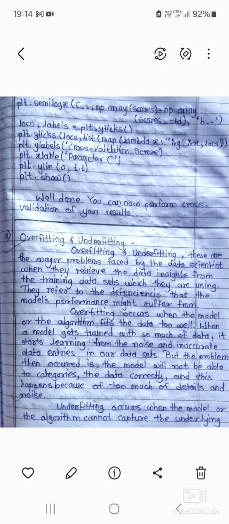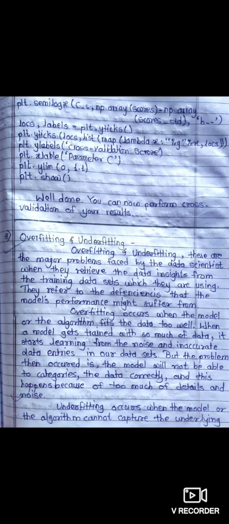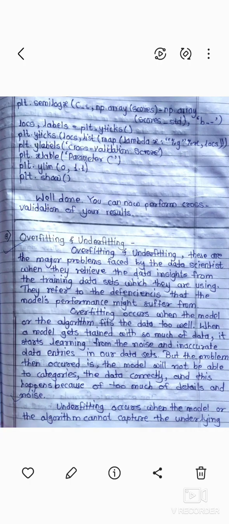Next short note is overfitting and underfitting. Overfitting and underfitting are the major problems faced by data scientists when they retrieve data insights from the training data sets which they are using. They refer to deficiencies that the model's performance might suffer from. Overfitting occurs when the model or the algorithm fits the data too well. When a model gets trained with so much data, means excess of data, it starts learning from the noise and inaccurate data entries in our data sets.